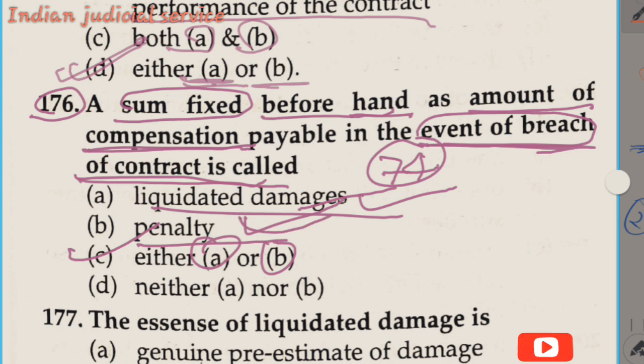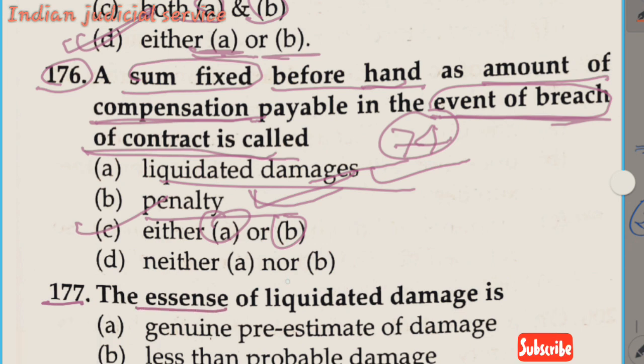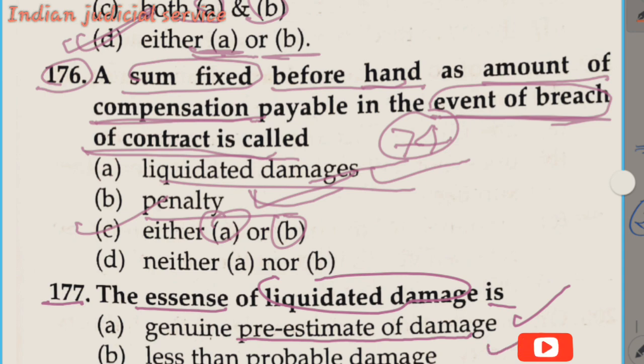Now question number 177. The essence of liquidated damage is, we just discussed these things, liquidated damage. Option A, the genuine pre-estimate of damage. Yes, this is correct according to the first paragraph of liquidated damage. And option B, less than probable damage. This option is also appropriate. Now option C.